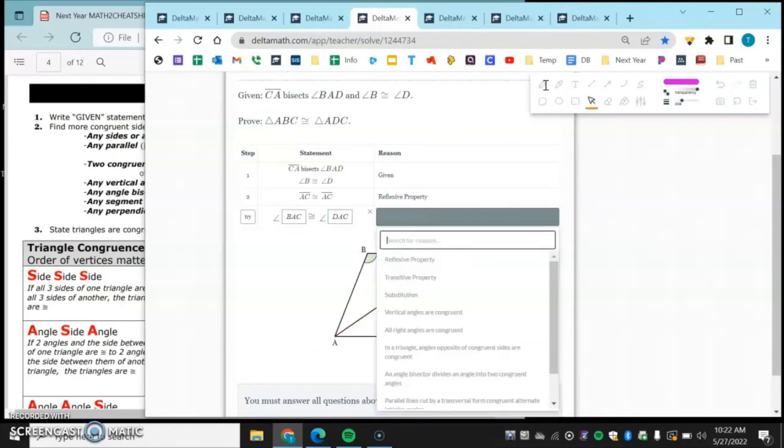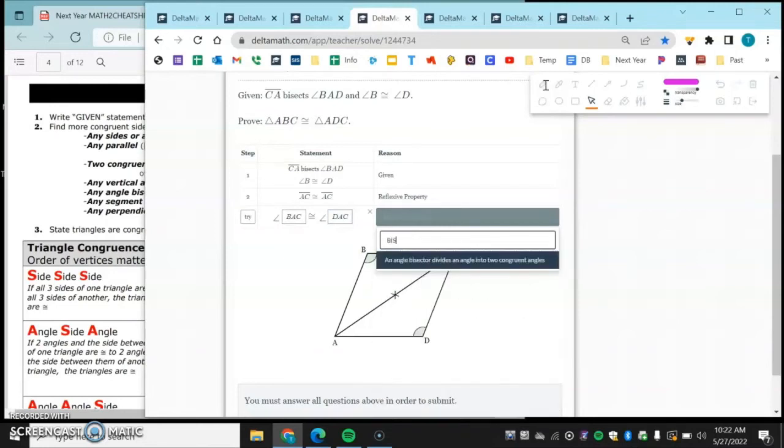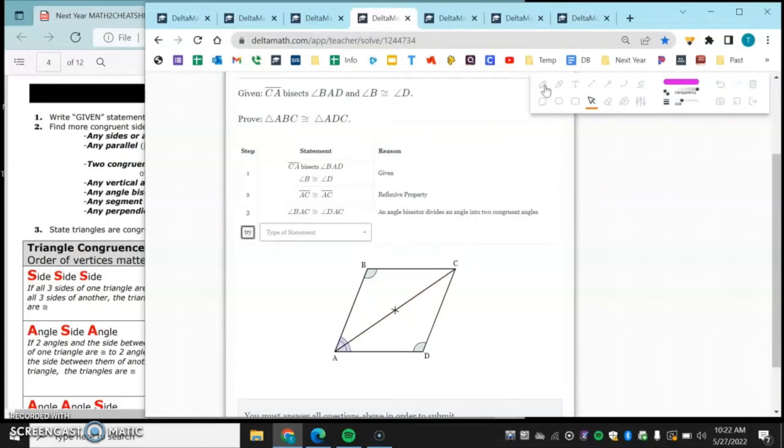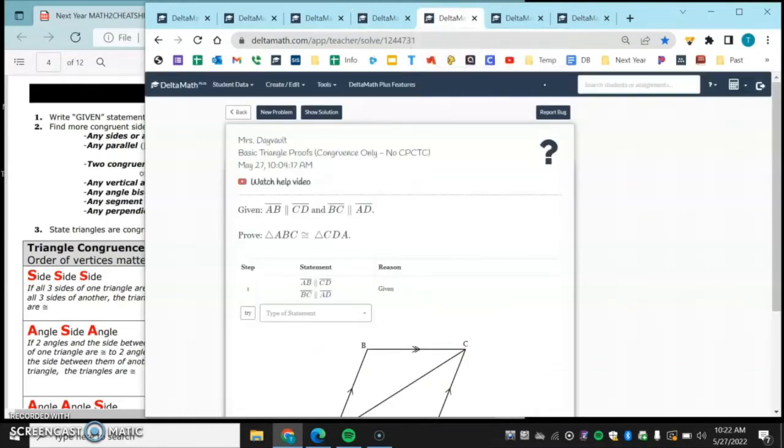So in the reasons, I'm going to look for something that says bisect. You can even start typing bisect. An angle bisector divides into two congruent angles. Now, do we have enough information to say these two triangles are congruent? Yes, we do, and the reason would be angle, angle, side. The side that's congruent is not between the two angles.